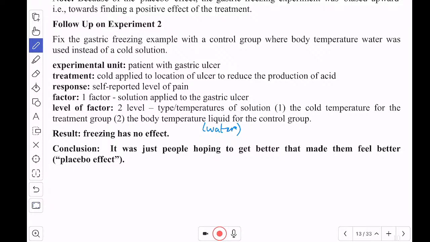So in conclusion, the result for this experiment as described above was that the cold solution has no effect on the self-reported level of pain. And in fact, it's just people hoping to get better that made them feel better. This is the placebo effect. And you can throw in that maybe they changed their behaviors and that helped too, but that's the Hawthorne effect. Comments or questions?